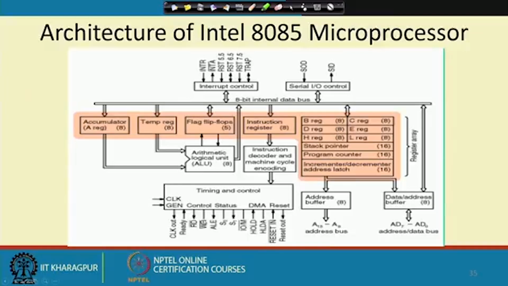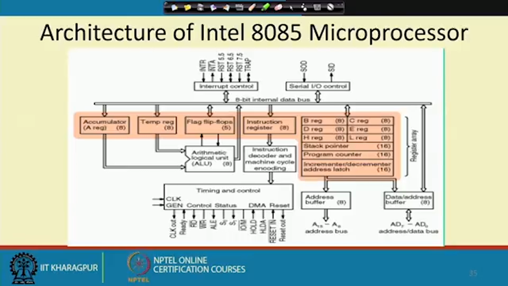The next input line we have is the hold line. It is important with respect to a special type of operation known as direct memory access, or DMA. In DMA, there may be multiple processors connected to the same bus, talking to the same memory. When that is the case, the multiple processors are masters of the same bus.